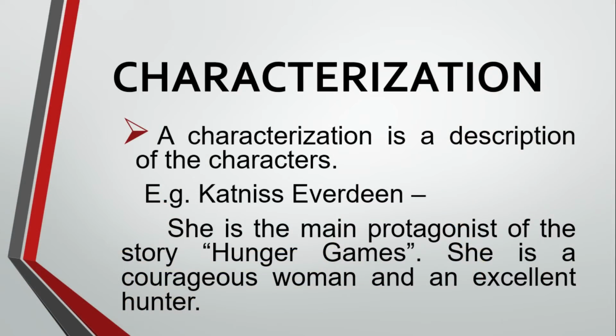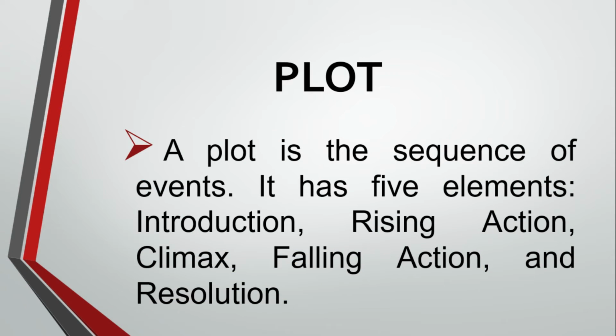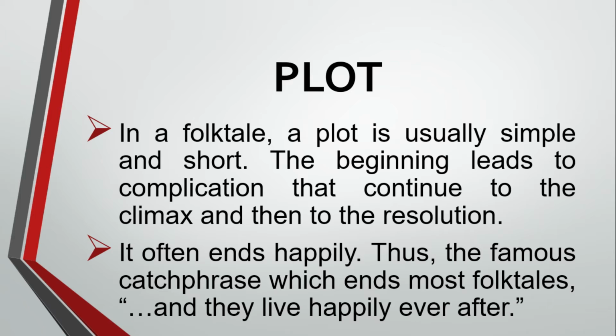Characterization. A characterization is a description of the characters. Example given: Katniss Everdeen. She is the main protagonist of the story Hunger Games. She is a courageous woman and an excellent hunter. Next is plot. A plot is a sequence of events. It has 5 elements: introduction, rising action, climax, falling action, and resolution. In a folktale, a plot is usually simple and short. The beginning leads to complication that continue to the climax and then to the resolution. It often ends happily. Thus, the famous catchphrase which ends most folktales, and they live happily ever after.